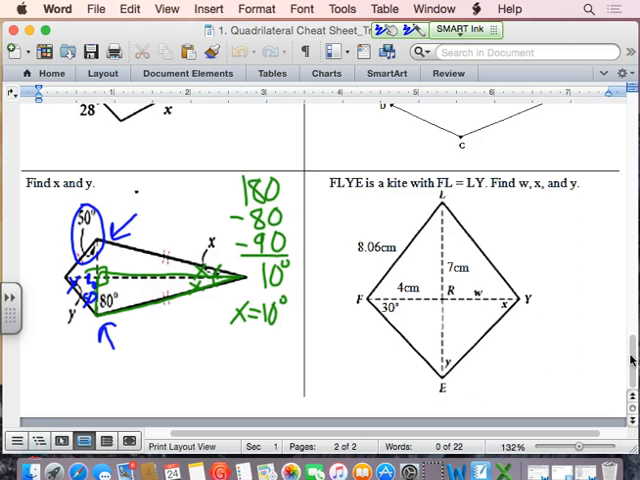All right, so if that's 50 and this is 90, again, just take those away from 180 to figure out what y is, because those are 3 angles that make up this little triangle right here. So I do 180 minus 50 minus 90. And when I take those away, I get 40 degrees. So y equals 40 degrees. So I got x and I got y. All right, I'm going to pause it and let you guys try the other 2 problems. Go ahead and pause the video, give them a try.